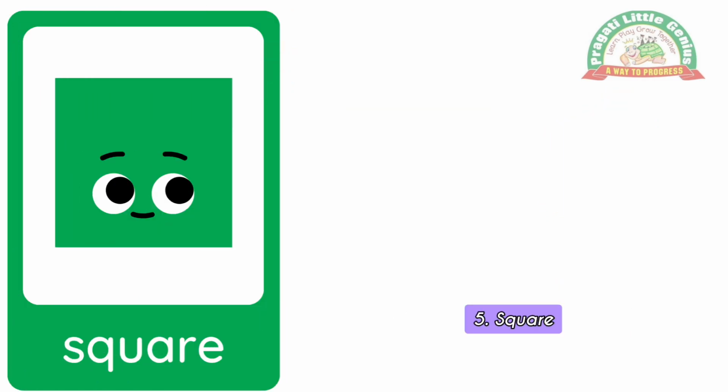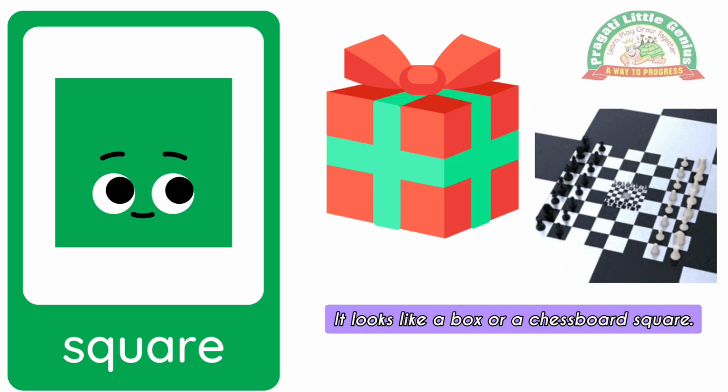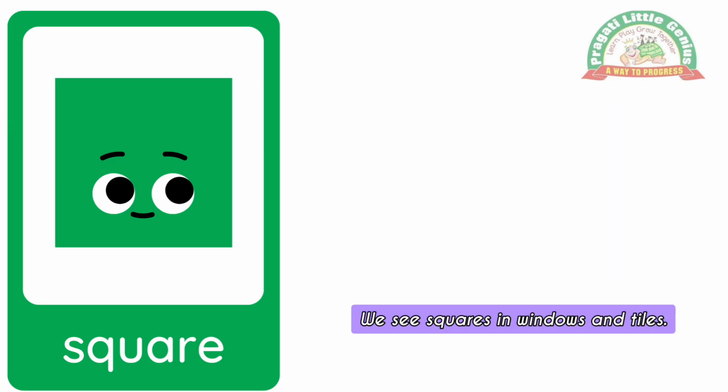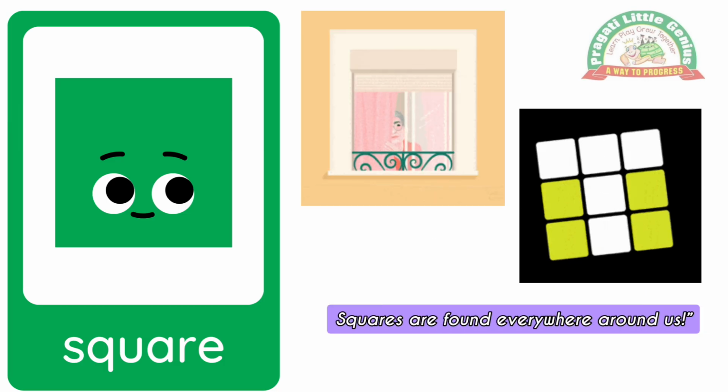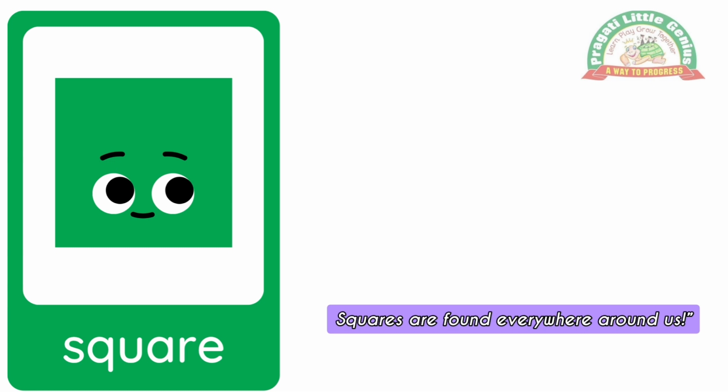5. Square. S-Q-U-A-R-E. Square. A square has 4 equal sides. All corners are the same. It looks like a box or a chessboard square. We see squares in windows and tiles. It is a neat and strong shape. Squares are found everywhere around us.